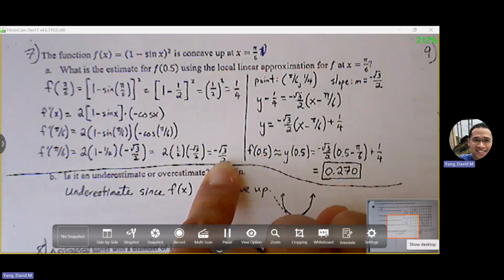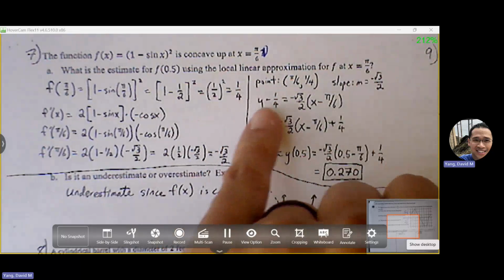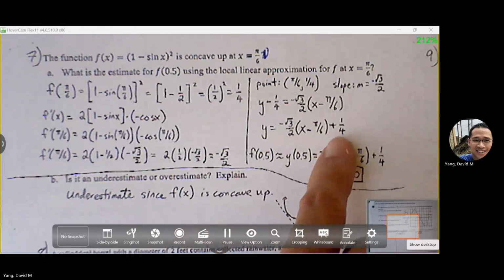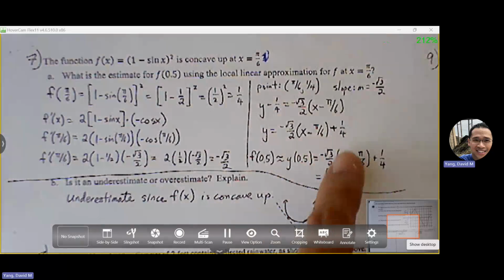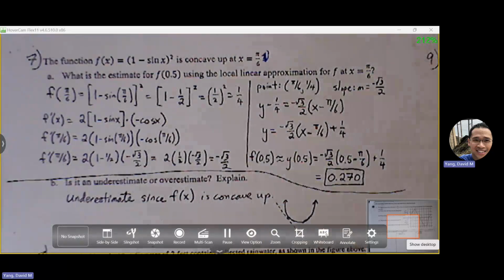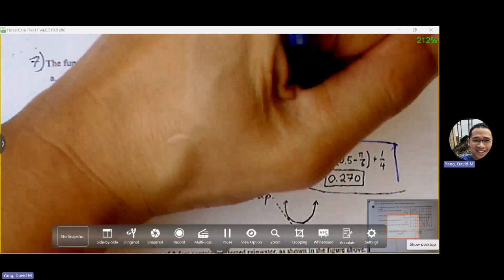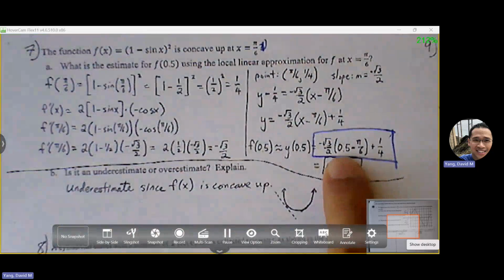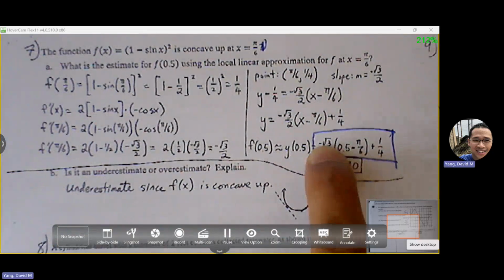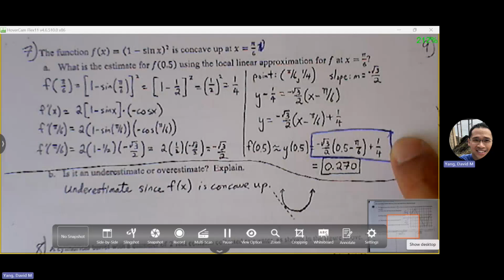Once you have your ordered pair and your slope, use point slope form. And then from here, you can just plug 0.5 into the x of your linear equation. On the AP exam, if you leave your answer unsimplified, they will give you full credit. So this is perfectly acceptable as well.